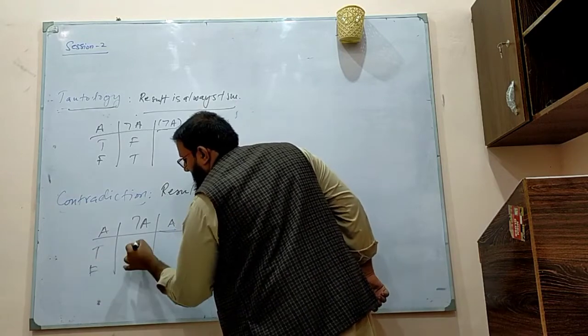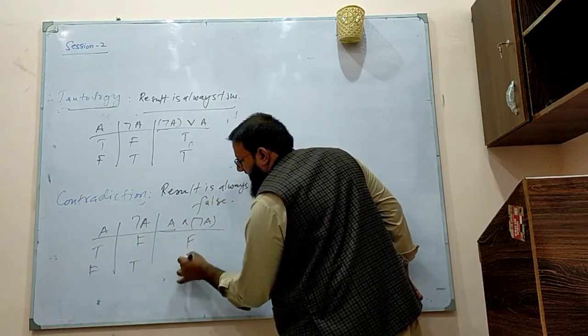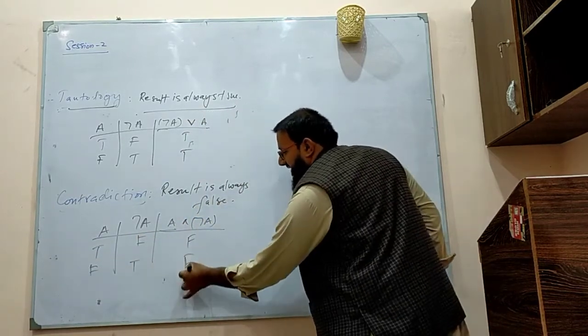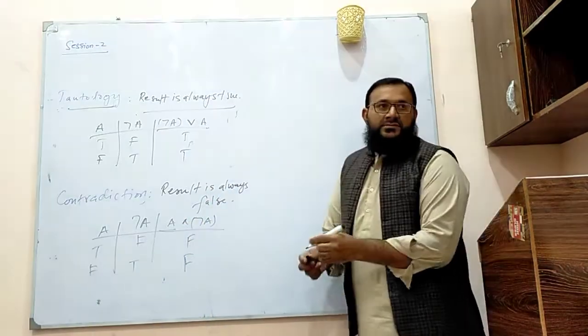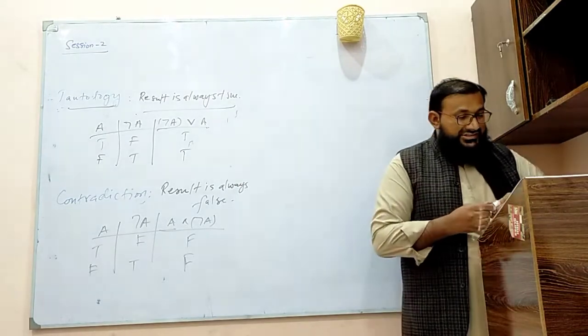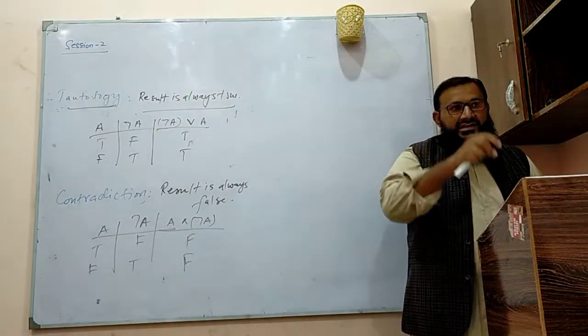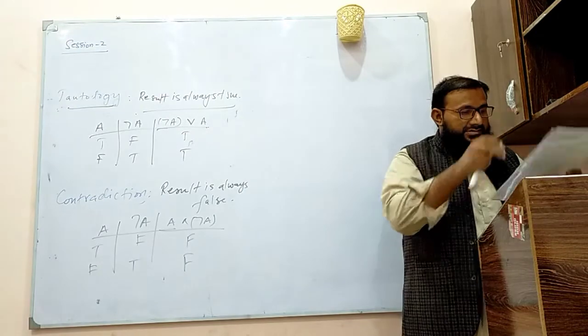So A, negation of A, and A and negation of A: this is true, false, false, true. This is always false, because in AND we want both of these to be true. So this is called a contradiction. And we'll be using this particular technique when we are going to prove different theorems.